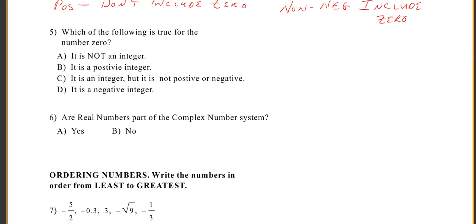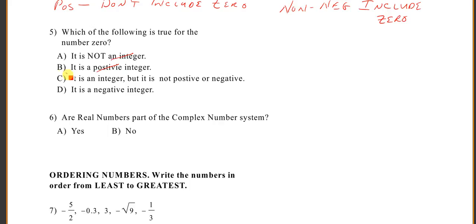Which of the following is true for the number 0? The number 0 is not an integer. Yes, the number 0 is an integer, so this one is not true. We can cross that off as being an answer. 0 is a positive integer. No, 0 is neither negative or positive, so it can't be considered to be positive. We'll cross that off.